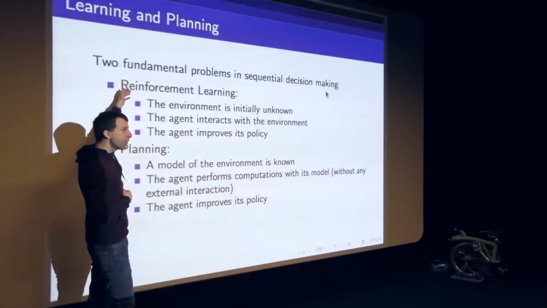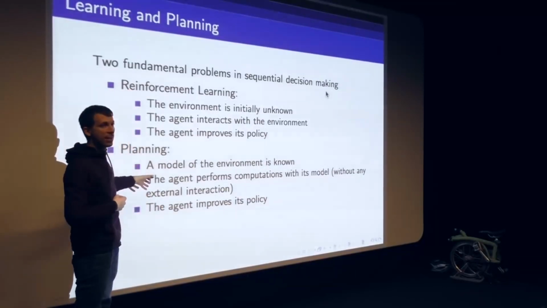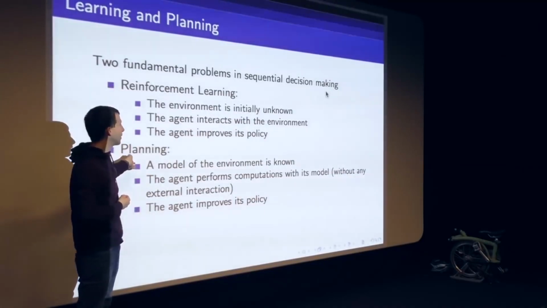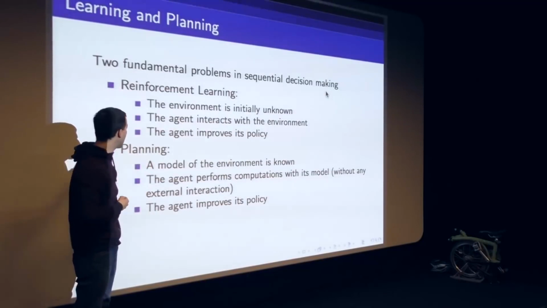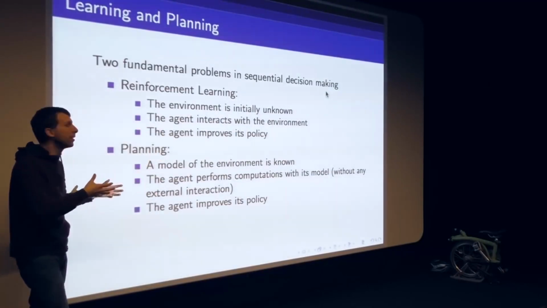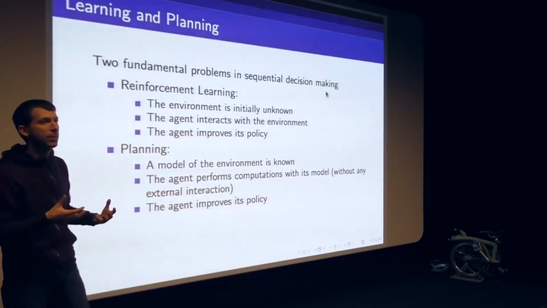In RL, the environment's unknown. In planning, the environment is known. Now, of course, one way to do reinforcement learning is to first learn how the environment works and then do planning. So they're linked. These two things are intimately linked together, but they're separate problem setups.